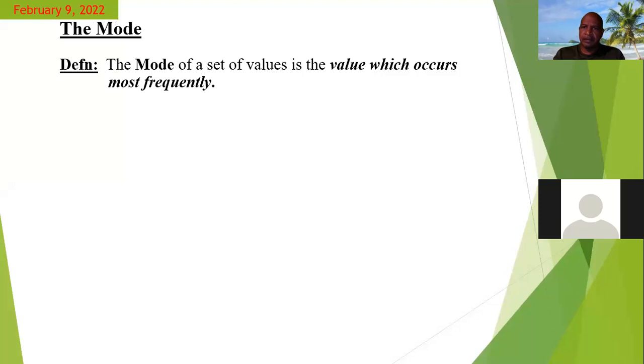All right, so just going back through the definition for the mode, we said that the mode of a set of values is the value which occurs most frequently, all right? And that is pretty much straightforward. The one that occurs the most in a set of values, that is the mode. So we just pick out that one that occurs the most when we're dealing with the mode.